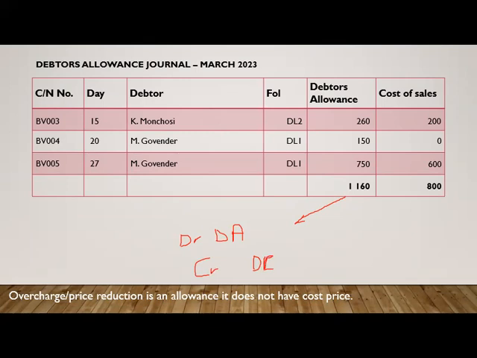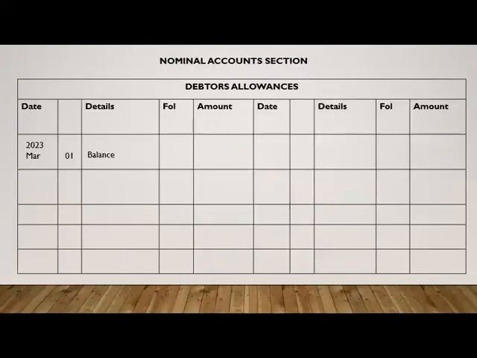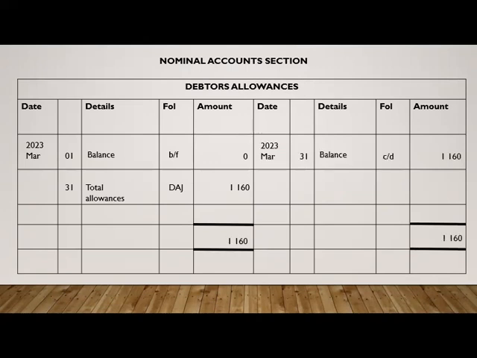Let us do exactly that. Record it on the debit side of debtors allowances. It did not have any opening balance, so the balance brought forward will be 0. We'll just add total allowances, which is that 1,160, and just balance it off.